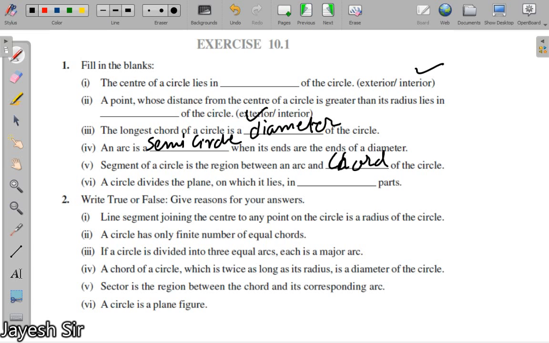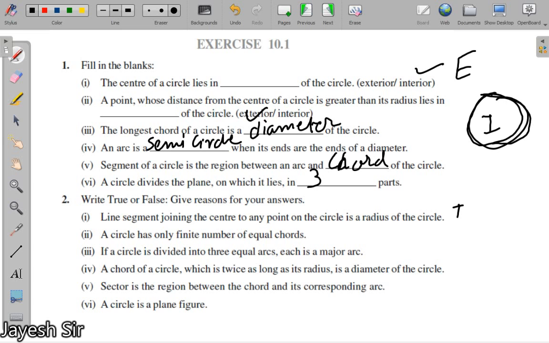A circle divides the plane on which it lies into three parts. What are the three parts? Interior of the circle, exterior of the circle, and circumference of the circle. These are the three parts. Write true or false, give the reason for your answer. A line segment joining the center to any point on the circle is the radius of the circle.